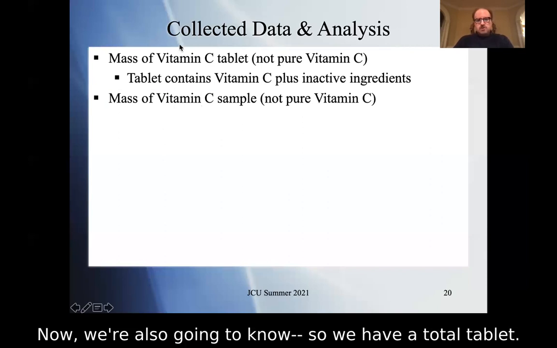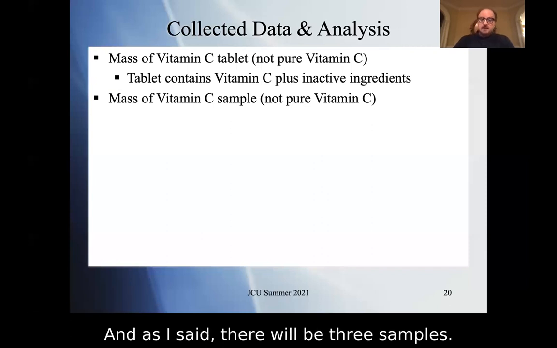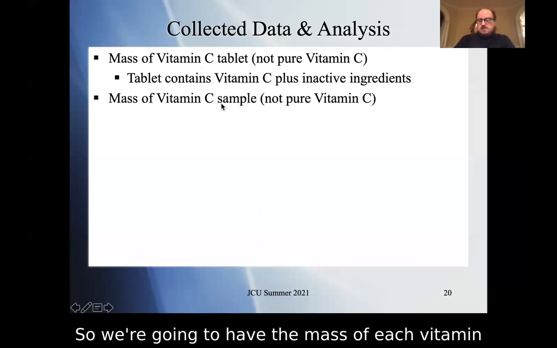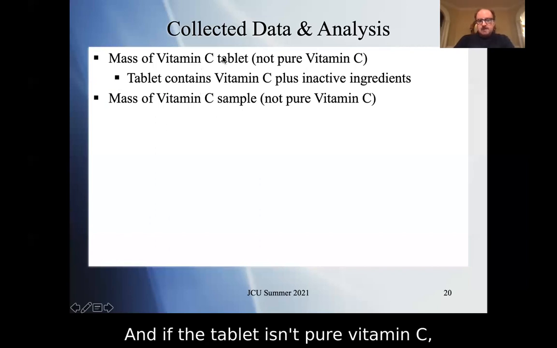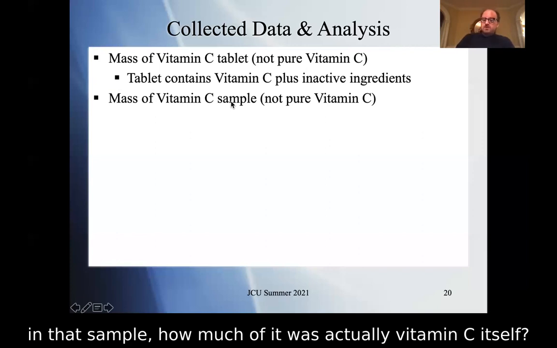Now, we're also going to know, so we have a total tablet. We are going to split that tablet into samples. And as I said, there'll be 3 samples. So we're going to have the mass of each vitamin sample analyzed. And if the tablet isn't pure vitamin C, then the sample isn't pure vitamin C. So we're going to be able to figure out in that sample how much of it was actually vitamin C itself.